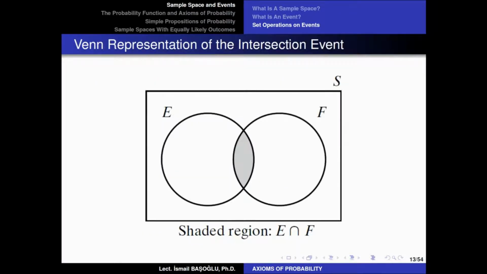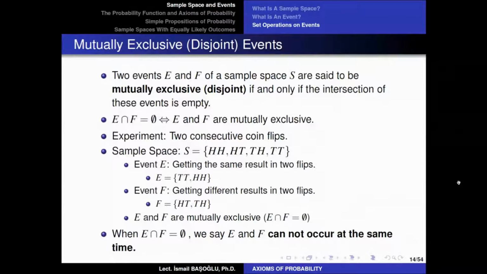Now, again, in the Venn representation, the intersection event of two events defined in the same sample space is represented by this shaded region, which contains the common outcomes of event E and event F. Now, of course, not every two events defined on the same sample space have a non-empty intersection. Sometimes the intersection of the events can be empty. They may not have any common elements. So imagine these two events, E and F, of a sample space S. We say that they are mutually exclusive, or disjoint, if and only if the intersection of these events is empty.